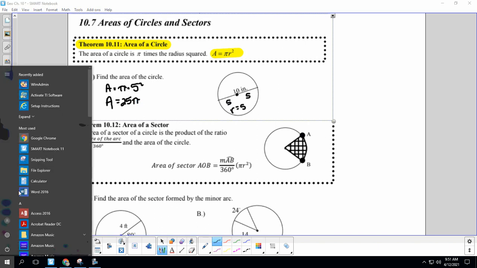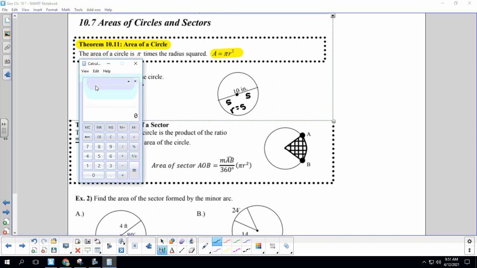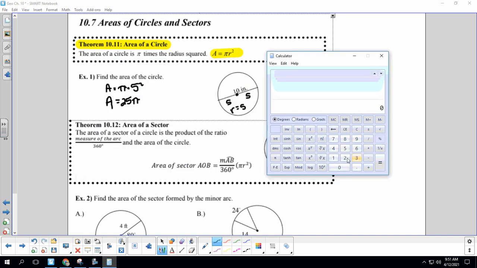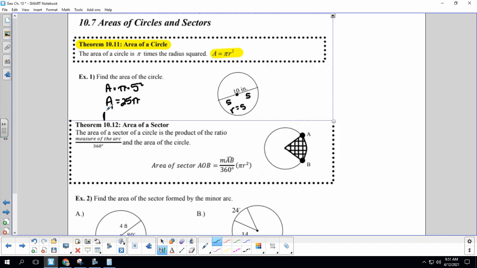Other times we are going to be multiplying them on our calculator. So that will look like 25 times pi. Every scientific calculator that I've ever come across has a pi button, so go ahead and use it. It makes life easier and it saves the rounding. So the area is approximately 78.5. And both of those units are inches squared.